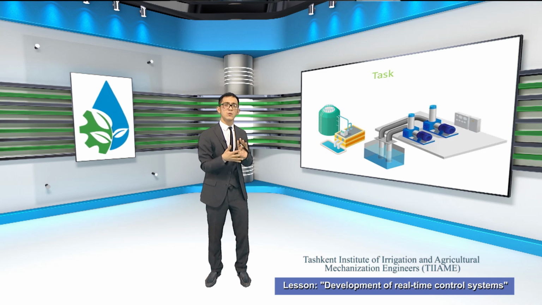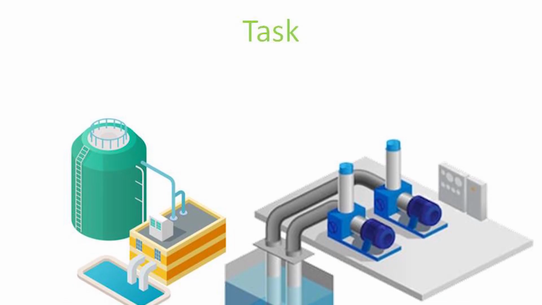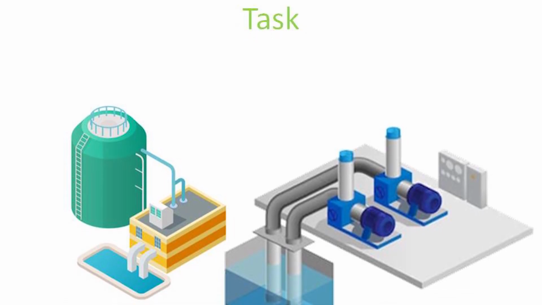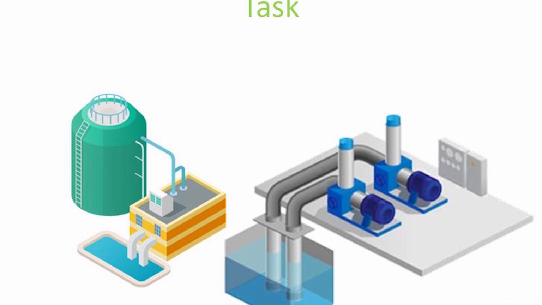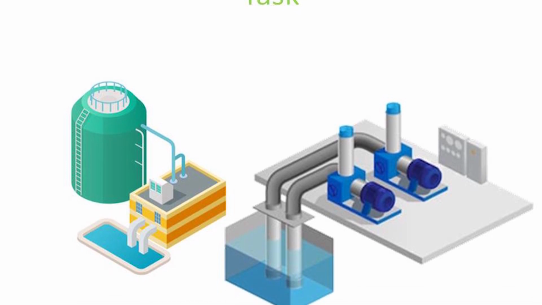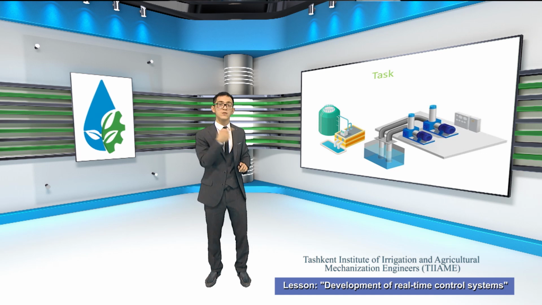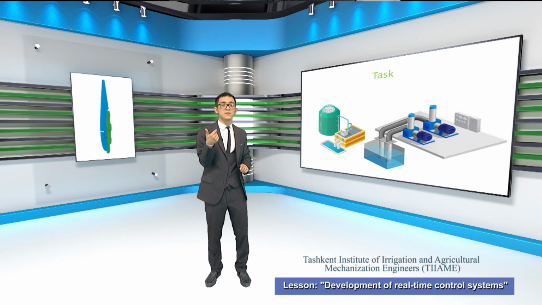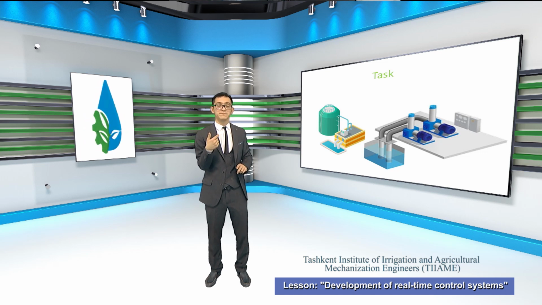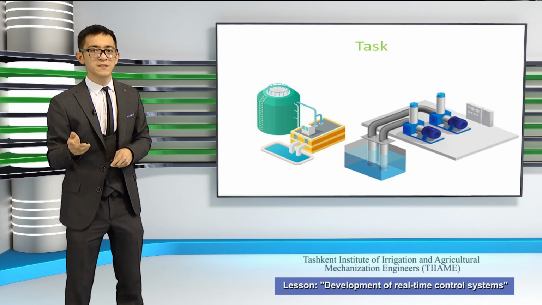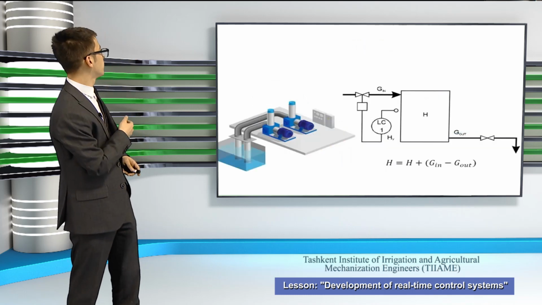In this circle, we have some details: pump, tank, and level. As you can see here, all these values you transform into this scheme and take the result. Here we have a special task, and this task is a pump station.